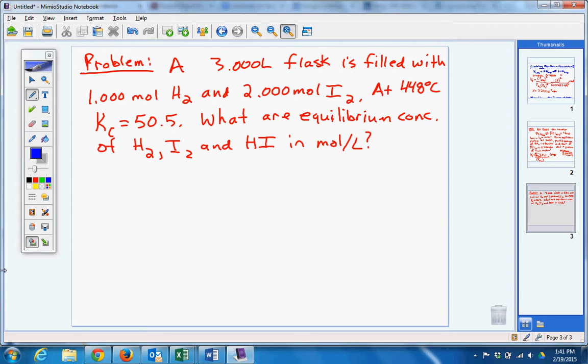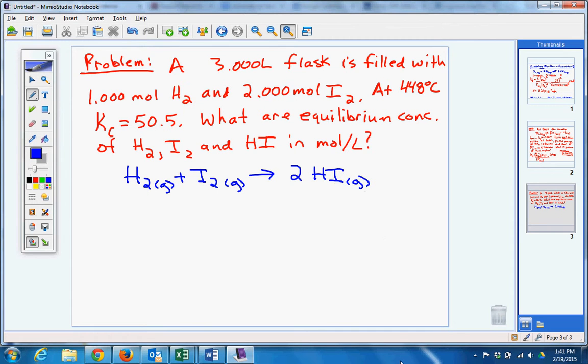Anybody have an idea, kind of writing some stuff down, where would you go first with this? Write the equation down. All right, so what is the equation? H2 plus I2 gives 2HI.